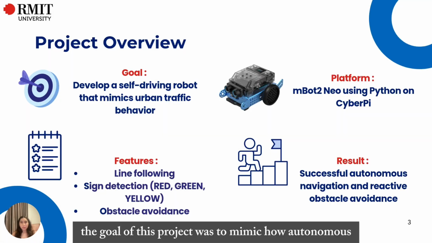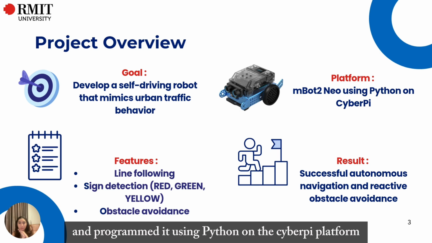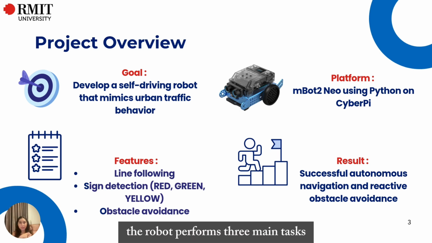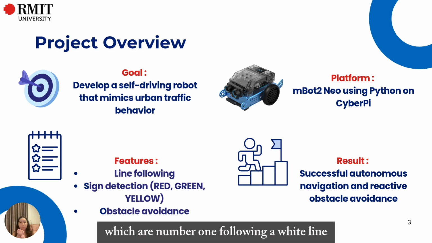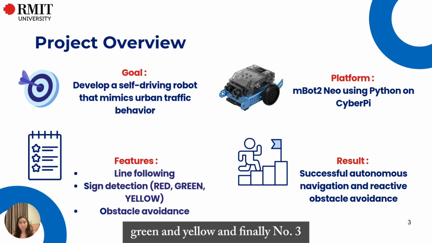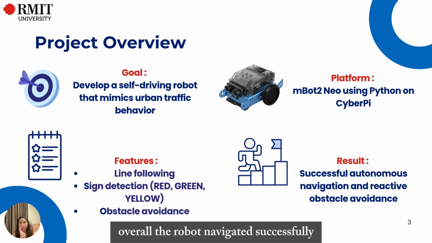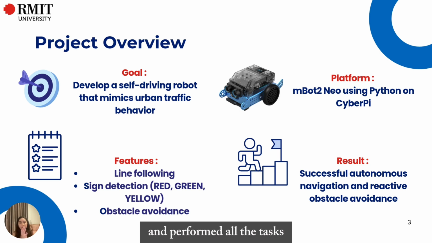The goal of this project was to mimic how autonomous vehicles behave in city traffic. We used the MBOT Tunio and programmed it using Python on the CyberPy platform. The robot performs three main tasks: number 1, following a white line; number 2, detecting and reacting to traffic signs like red, green, and yellow; and finally, number 3, avoiding obstacles either by drifting or turning around. Overall, the robot navigated successfully and performed all the tasks reliably across multiple tests.